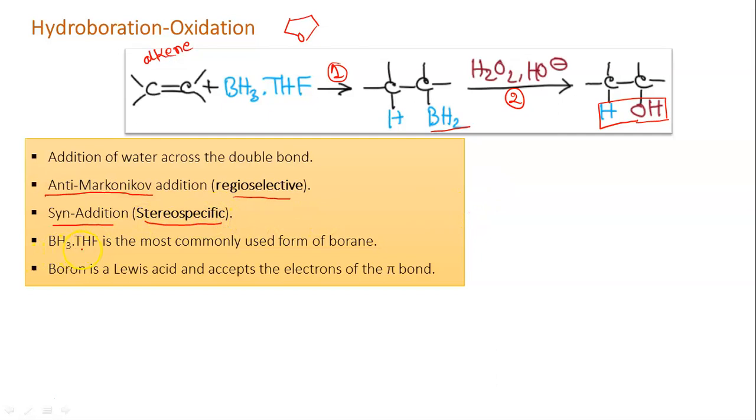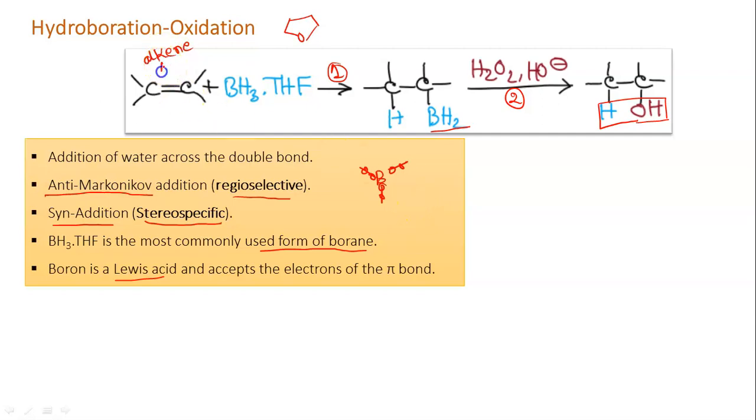And BH3 THF complex is the most commonly used form of boron, and remember boron is a Lewis acid. Why? Because boron's octet is not fulfilled. Boron has 3 bonds with any atom, and in all these 3 bonds the total number of electrons surrounding boron is 6. So the octet is not complete. That is why boron is a Lewis acid, and it has a tendency to accept electrons from the pi bond.